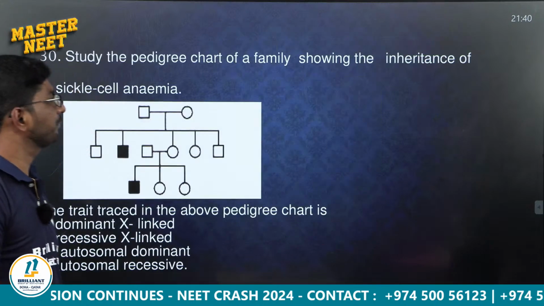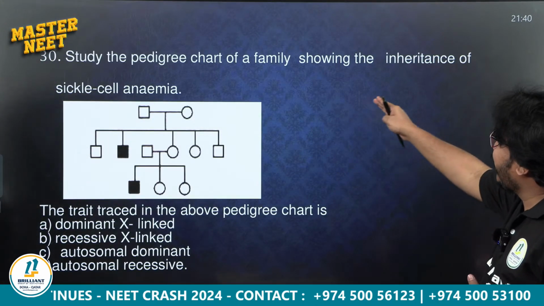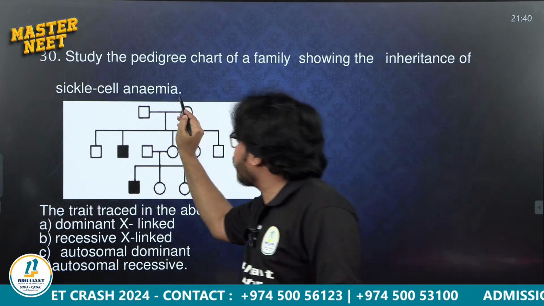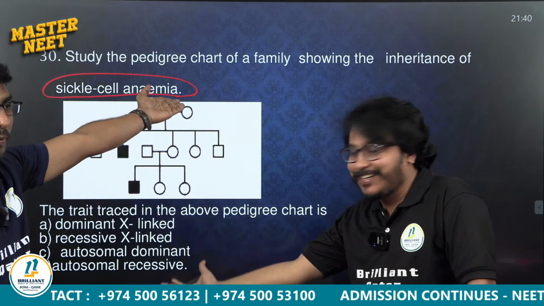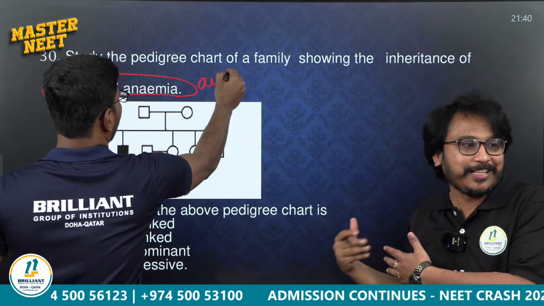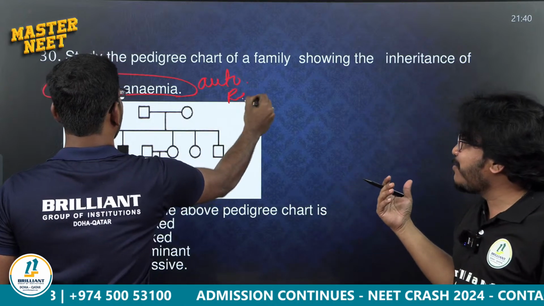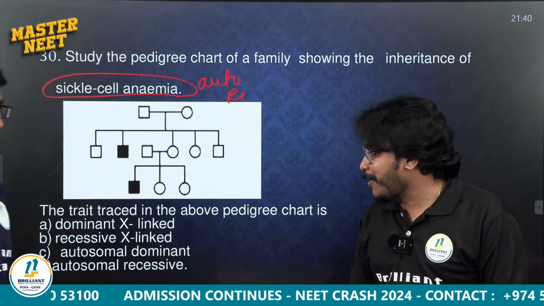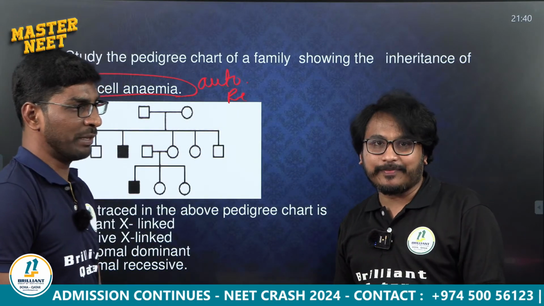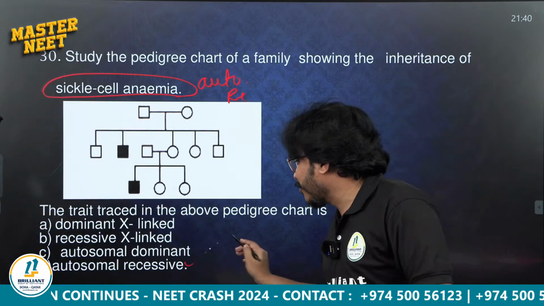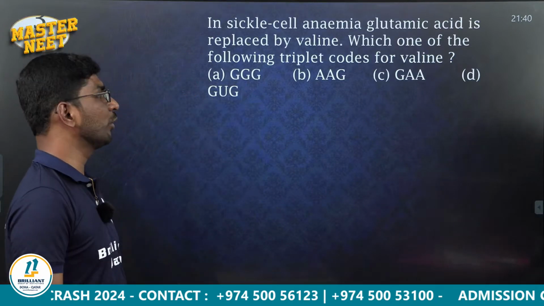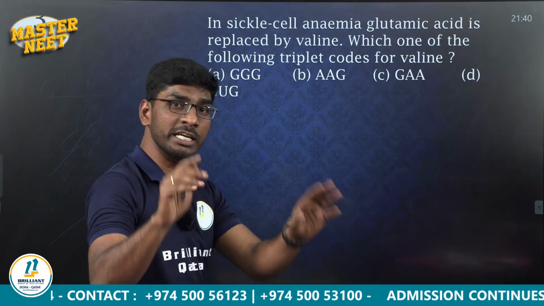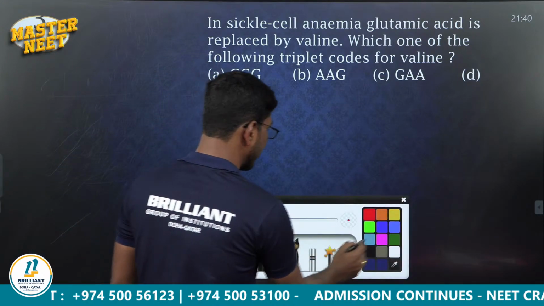Right, next. Next one: study the pedigree chart of a family showing inheritance of sickle cell anemia. You don't have to check the pedigree chart. You can tell which trait it is directly. Sickle cell anemia is an example of an autosomal recessive disorder. How simple. That's simple only, so we are not going to check with that. We shall move on. Now look here carefully. It's very easy. I completely trust all my students.